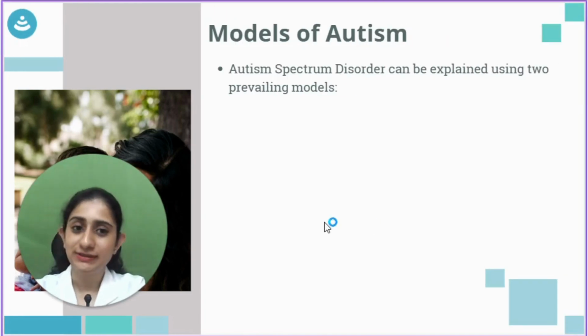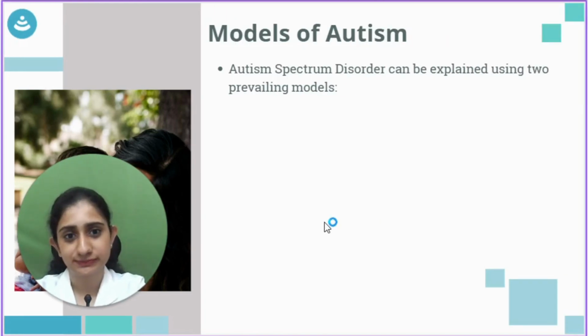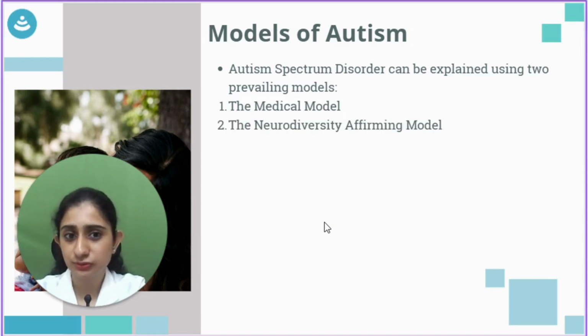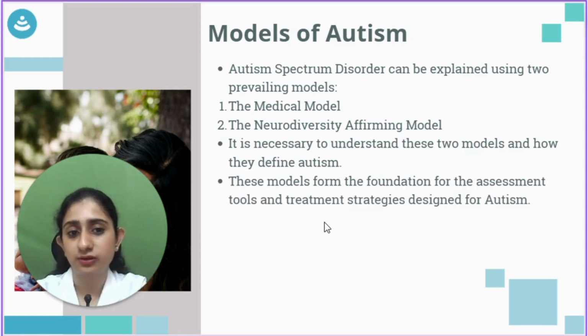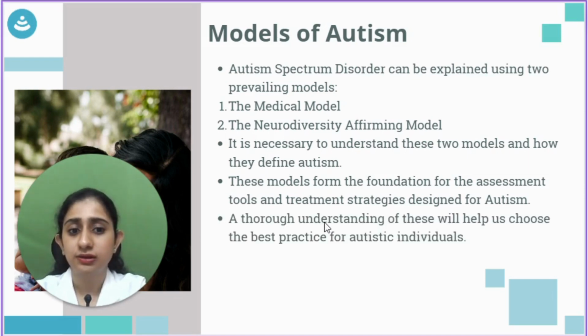Moving on to the next topic, that is models of autism. Autism spectrum disorder can be explained using two prevailing models. One is the medical model and the other one is the neurodiversity affirming model. So it is necessary to understand these two models and how they define autism. These models form the foundation for the assessment tools and the treatment strategies that are designed for autism. A thorough understanding of these will help us choose the best practice for autistic individuals.